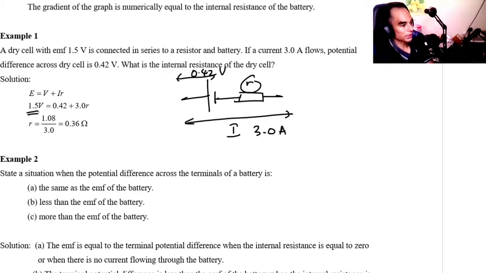So the dry cell itself is 0.42 volts. What will be the r? From E equals V plus Ir, 1.5 volts, this is the EMF, equals 0.42, the voltage across the cell, plus 3.0 r, because of the circuit itself. So r will be 0.36 ohm.